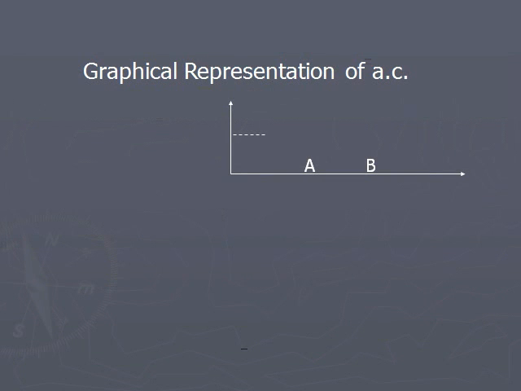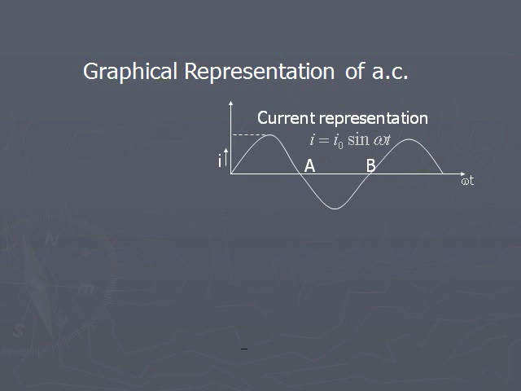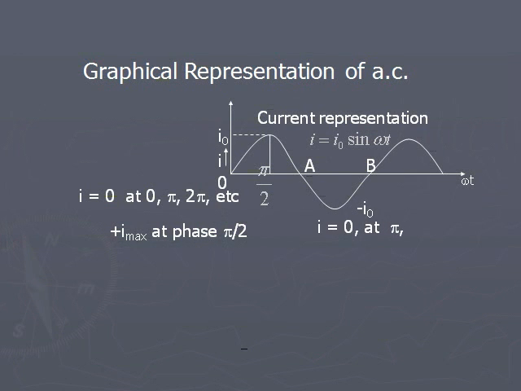Graphical representation of AC current and AC voltage. Let us represent the current by a graph and try to understand the nature of this current. We know that I is equal to I0 sin omega t. Let us plot omega t on the x-axis and I on the y-axis. Then we will get a sine curve.